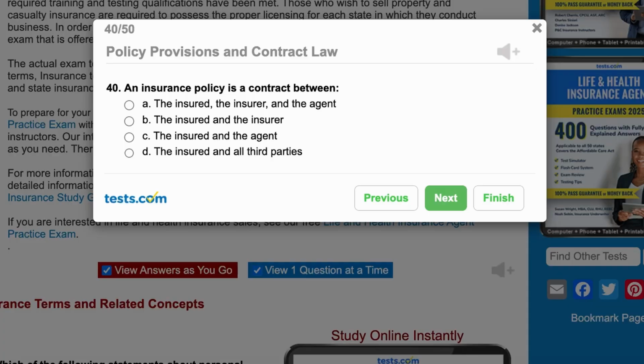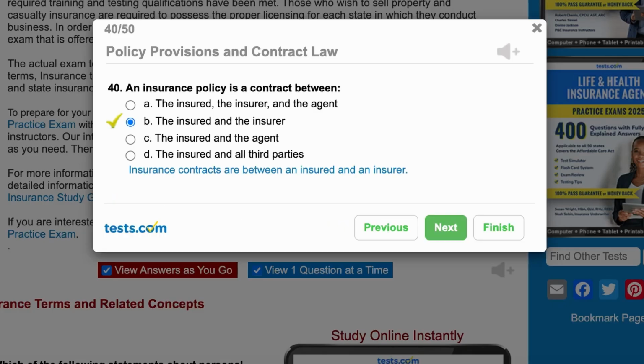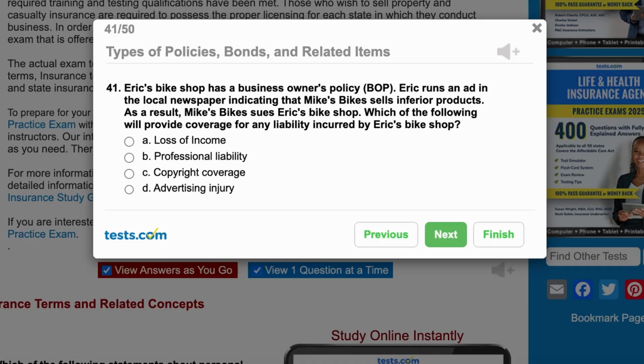Question 40. An insurance policy is a contract between A. The insured, the insurer, and the agent. B. The insured and the insurer. C. The insured and the agent. D. The insured and all third parties. B. The insured and the insurer. Insurance contracts are between an insured and an insurer. Types of policies, bonds, and related items.